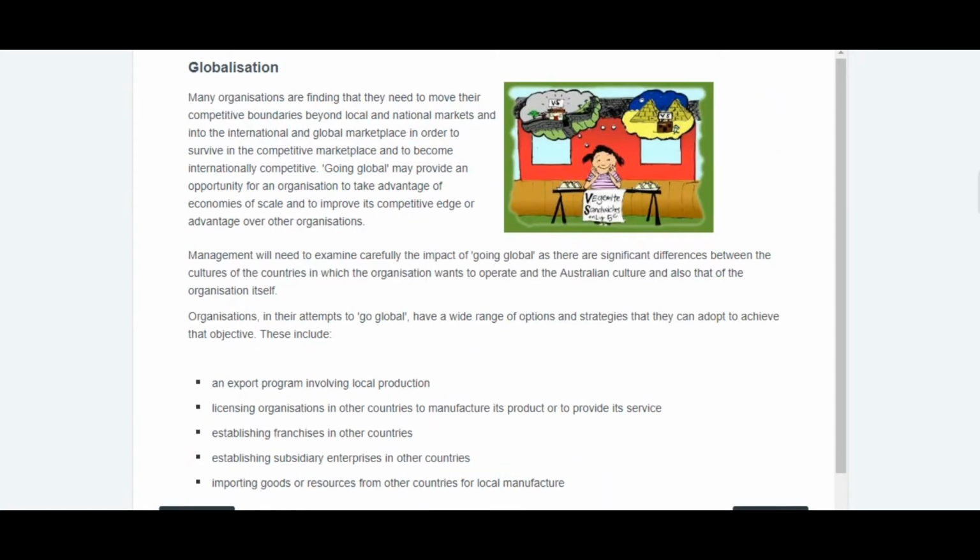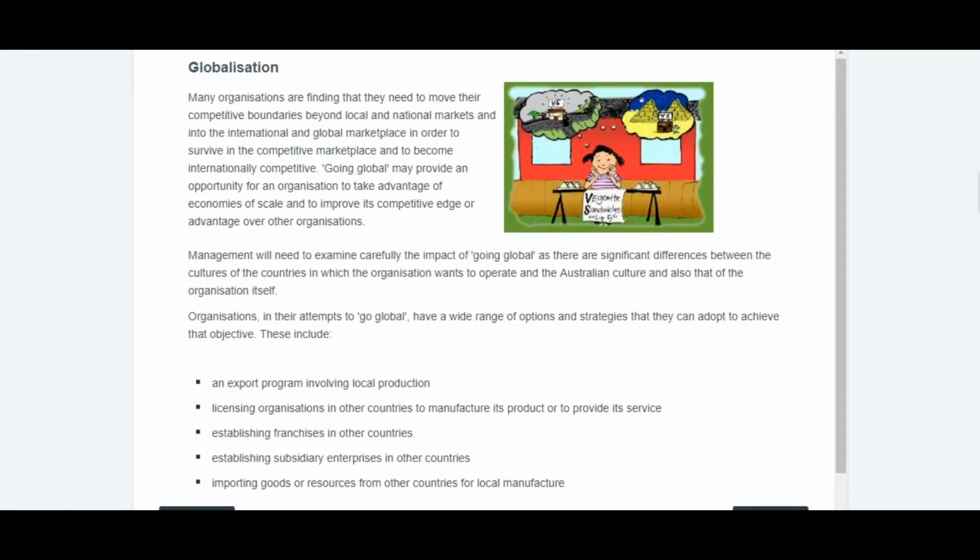Globalization. Many organizations are finding that they need to move their competitive boundaries beyond local and national markets and into the international and global marketplace in order to survive in the competitive marketplace and to become internationally competitive. Going global may provide an opportunity for an organization to take advantage of economies of scale and to improve its competitive edge or advantage over other organizations.